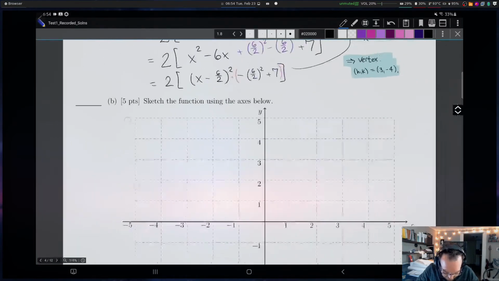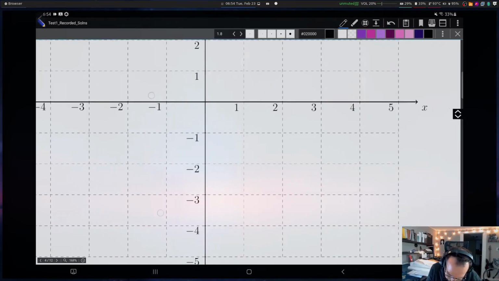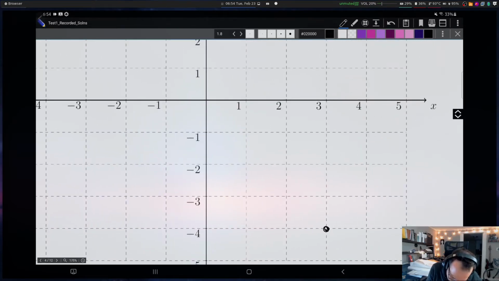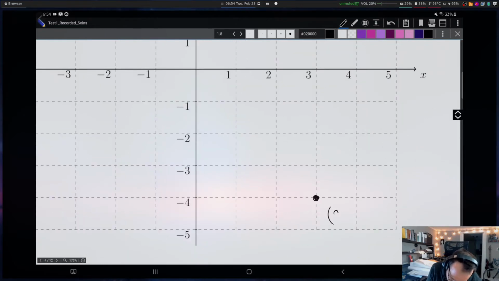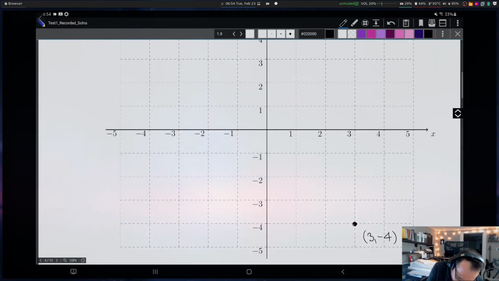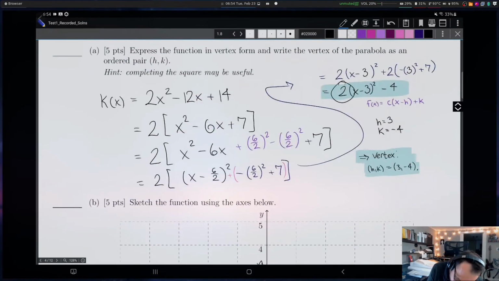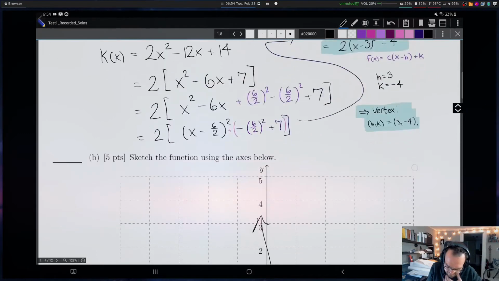Okay, so now we just want to sketch this function using these axes. So we have a vertex, 3, negative 4. So we'll go ahead and label that. So there's 3, negative 4 down here, and I'll make sure to put coordinates on it. Maybe I'll do a little bit of scratch work. So I know somehow in the back of my mind it's something like this, right? It's a parabola. It's facing up because the coefficient here I saw was a positive coefficient instead of a negative one.